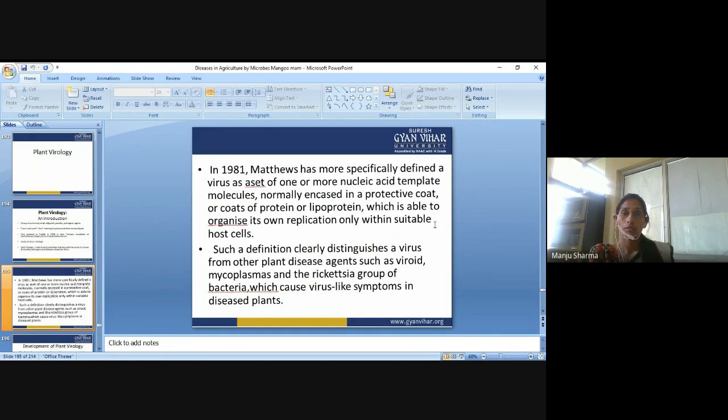Such a definition clearly distinguishes a virus from other plant disease agents such as viroids, mycoplasma, and the rickettsia group of bacteria, or fungi, which cause virus-like symptoms in the diseased plants.